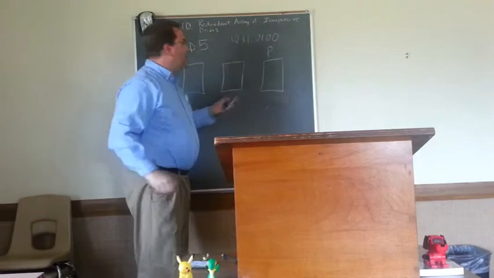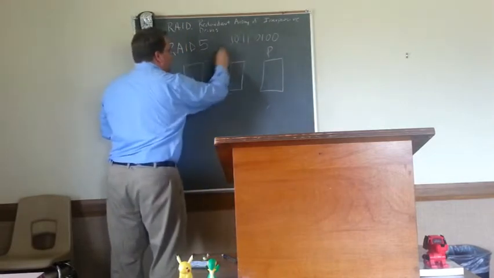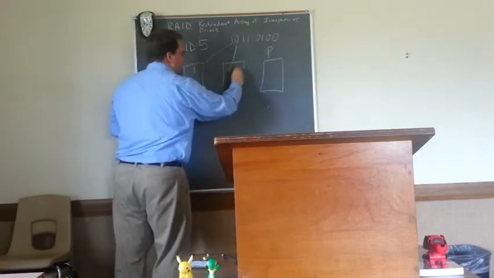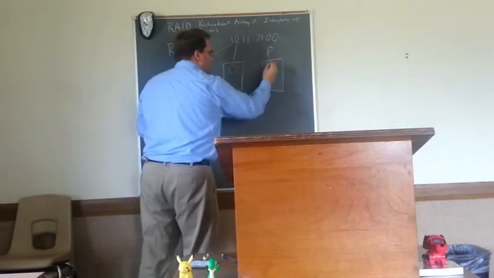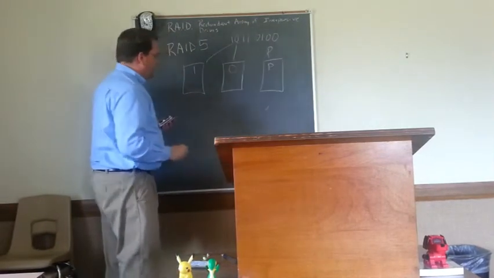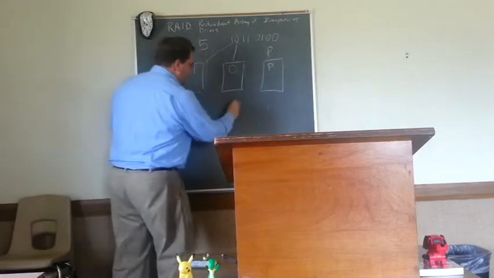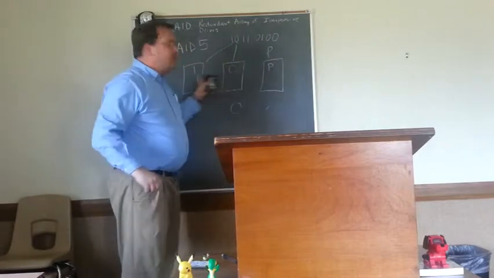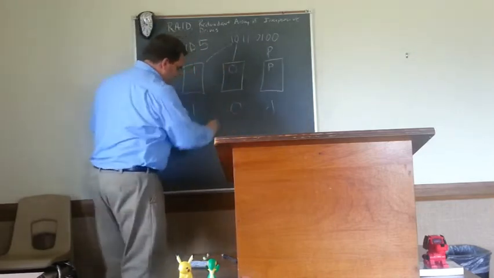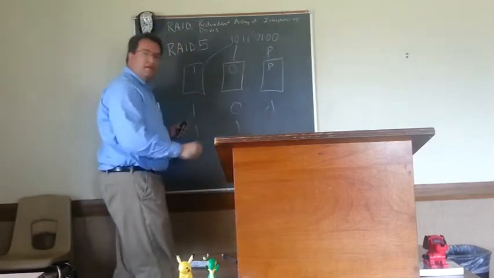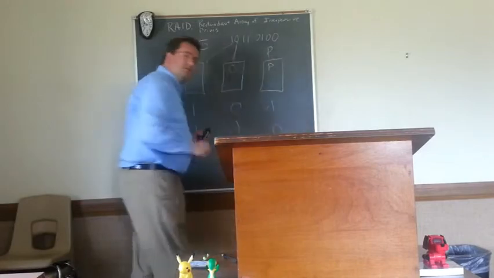So we'll call that the parity drive. So we get our 1 and our 0 and a parity bit. Now, how that works is we've got 1, 0, and if these two are different, then this is a 1. If these two are the same, then this is a 0. See how that works?